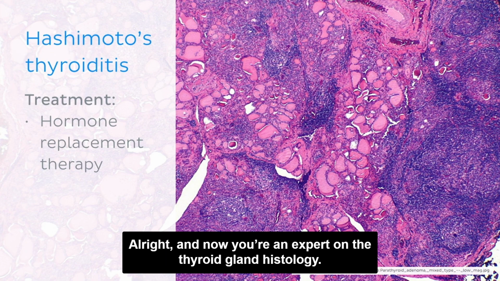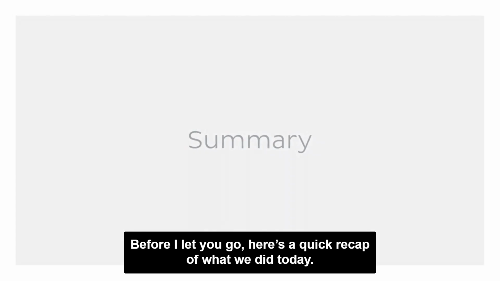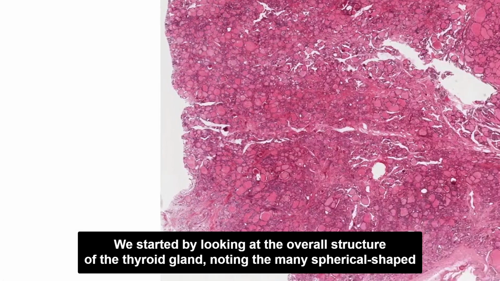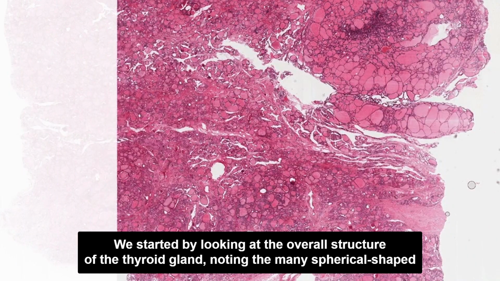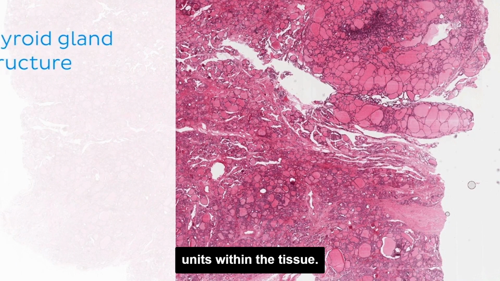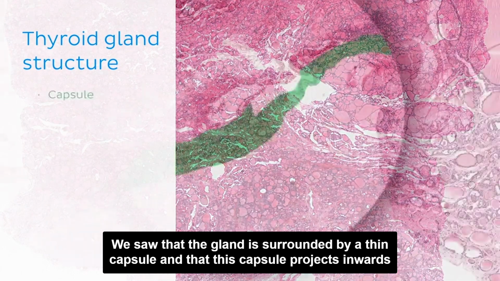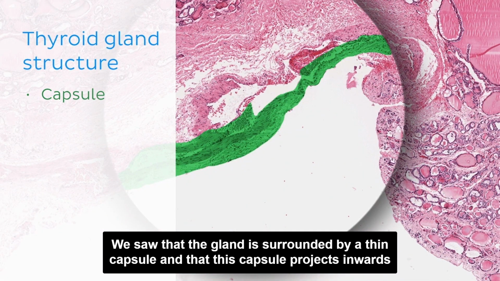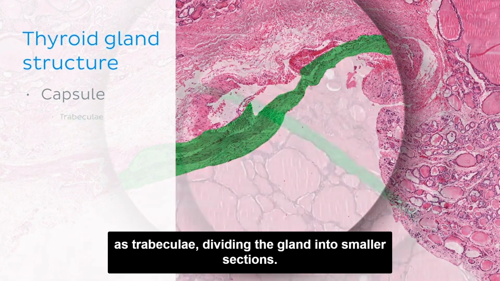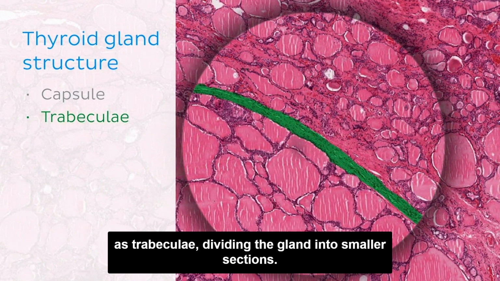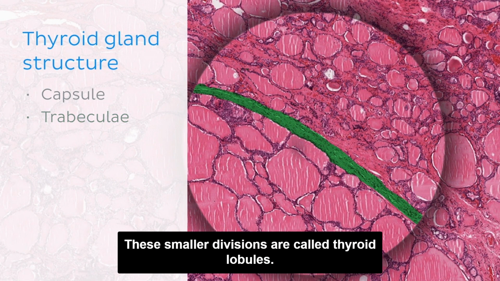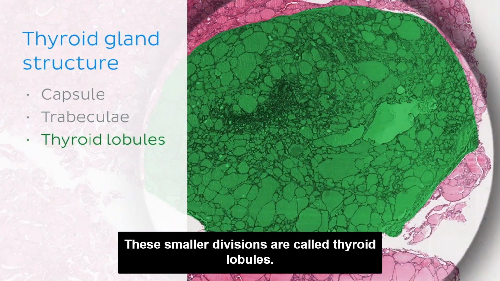All right, and now you're an expert on thyroid gland histology. Before I let you go, here's a quick recap of what we did today. We started by looking at the overall structure of the thyroid gland, noting the many spherical-shaped units within the tissue. We saw that the gland is surrounded by a thin capsule, and that this capsule projects inwards as trabeculae, dividing the gland into smaller sections. These smaller divisions are called thyroid lobules.